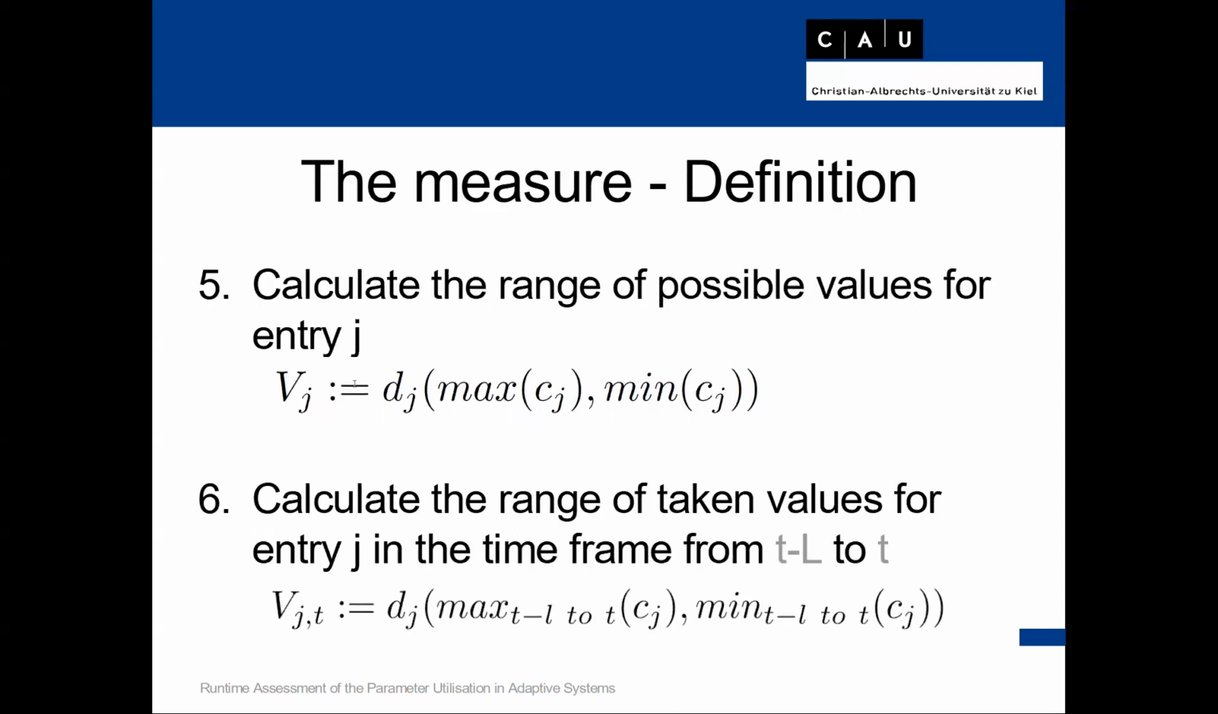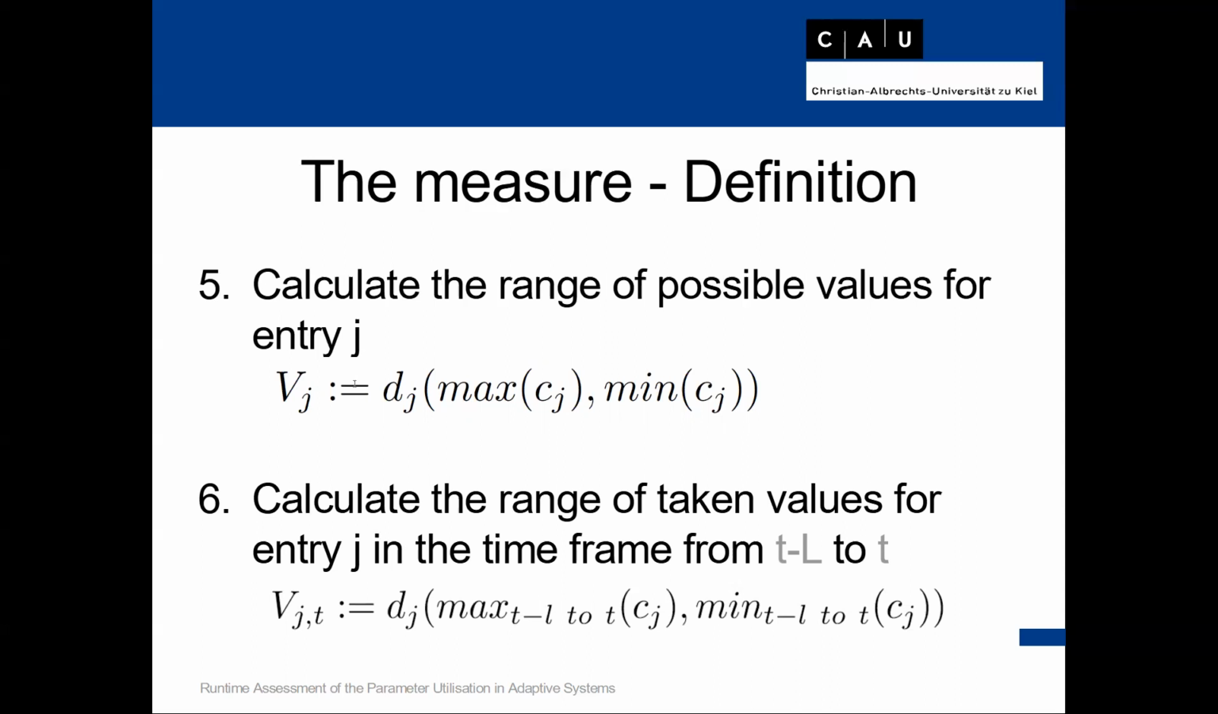And then we calculate the range of possible values for this configuration entry. These possible configuration values are fixed at design time, either by the choices of the system architect or by physical limitations, such as temperature may not drop below 0 degrees Kelvin, or other technical limitations, such as a Boolean value can only have two values, 0 and 1.